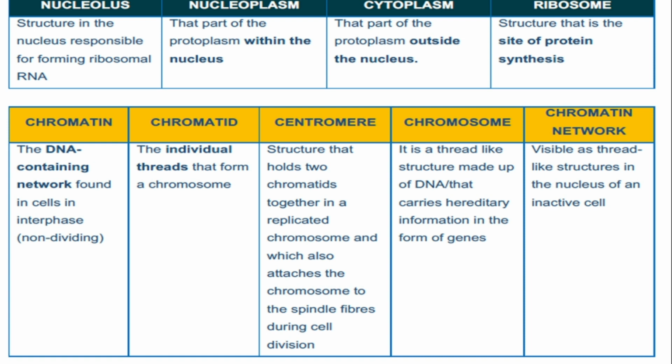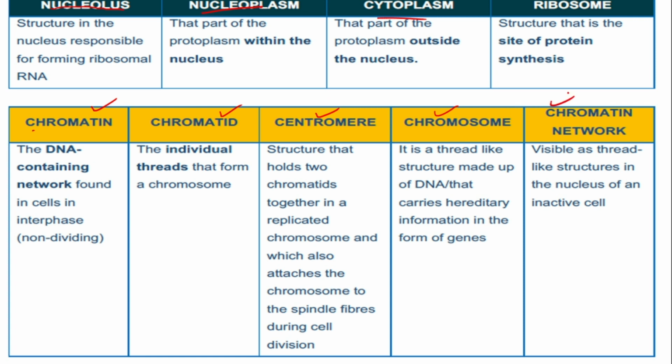There are certain terms that you must be very wary of because they might confuse you. They sound the same, but they're not the same. Words such as nucleolus, nucleoplasm, cytoplasm, and ribosomes, especially the first three. The cytoplasm, for example, is part of the protoplasm outside the nucleus. Basically, it's everything except the nucleus inside the cell. The nucleoplasm is part of the protoplasm within the nucleus, that jelly-like substance in the nucleus. Then the nucleolus is the structure in the nucleus, the central one that I showed you, responsible for forming ribosomal RNA.